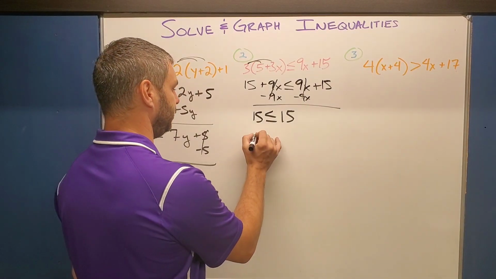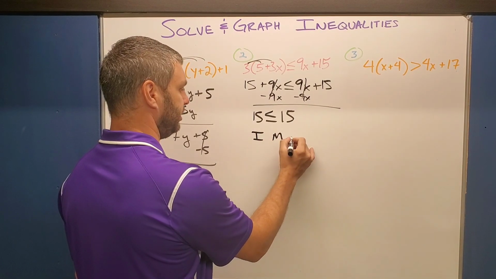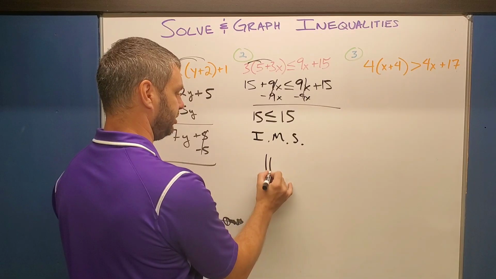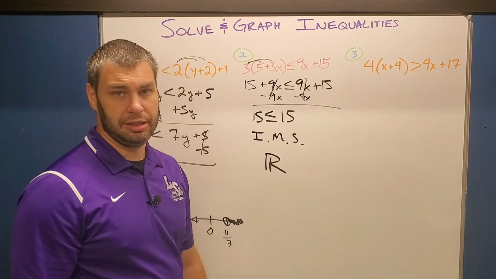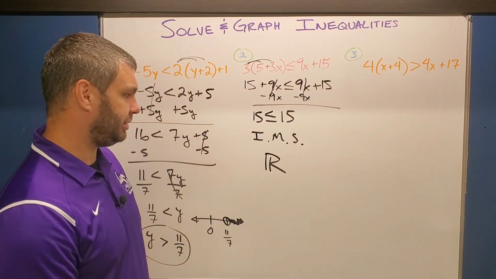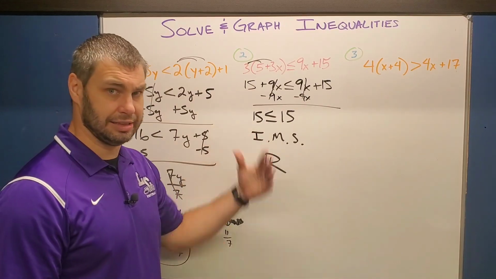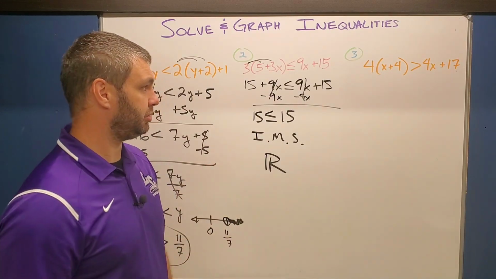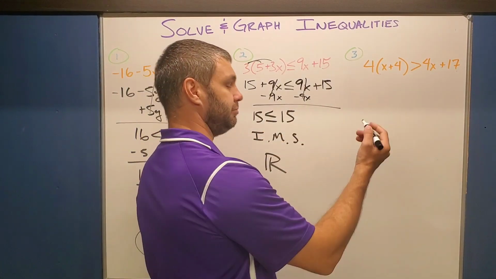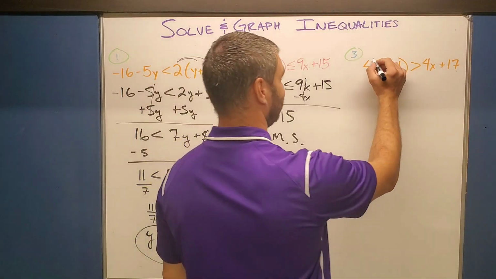Because this is true, this is going to be infinitely many solutions, or maybe your teacher has you say all real numbers. There's a lot of different ways that you can denote that that is all numbers there, okay? This next one, you could probably guess this is going to be false. So let's see what happens here.